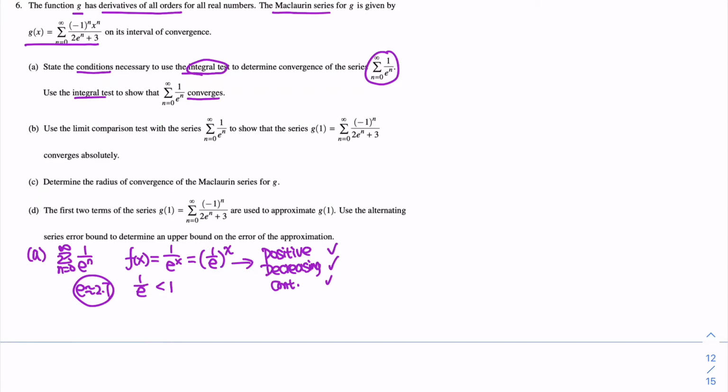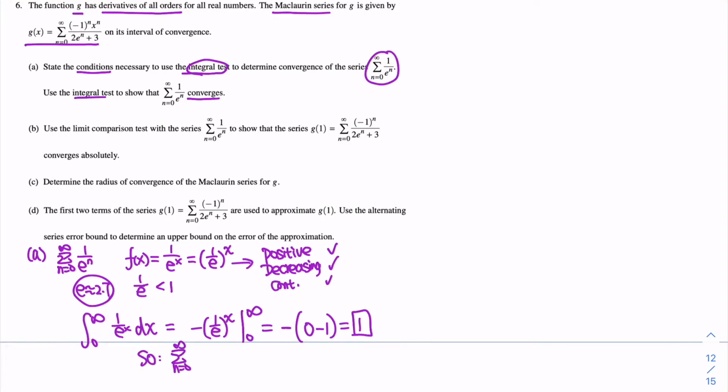So integration from 0 to infinity of 1 over e to the x dx. This gives us negative 1 over e to the x, from 0 to infinity. Now we plug everything in. When we plug infinity in, that gives us 0. When we plug 0 in, it gives us 1. So our final answer is 1. Because the integration gives us a constant, the original series converges.